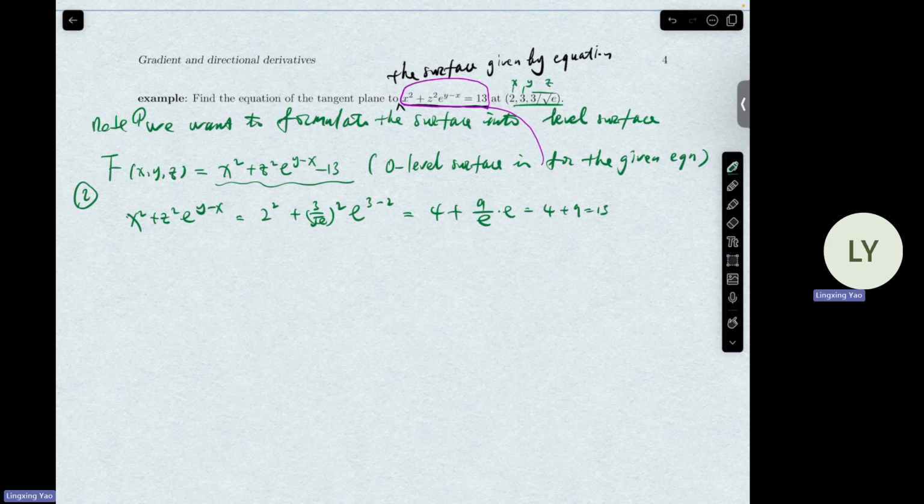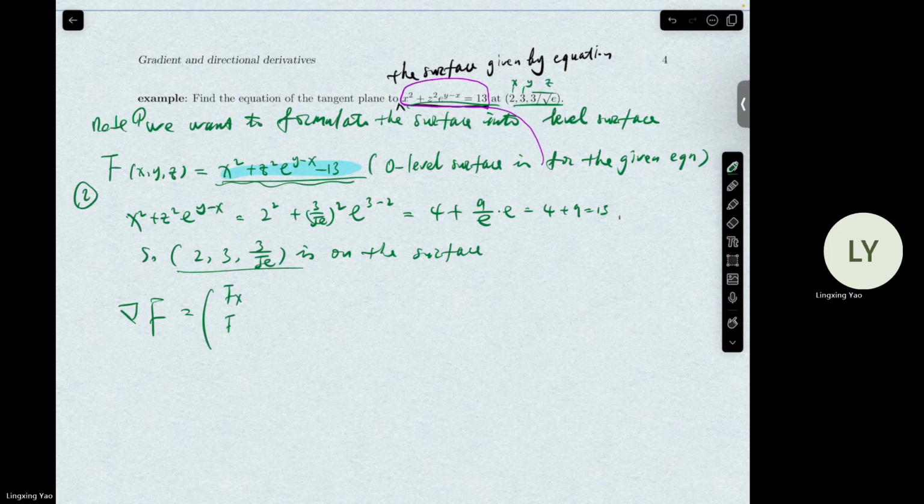So yes, this point is actually on this surface. Okay, so with this, we should make the claim. So this satisfies this equation, so it will be on this 0 level surface for this function. So now what? Now we need to have the gradient vector. What is the gradient vector?